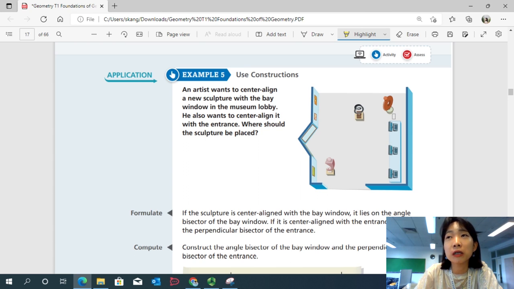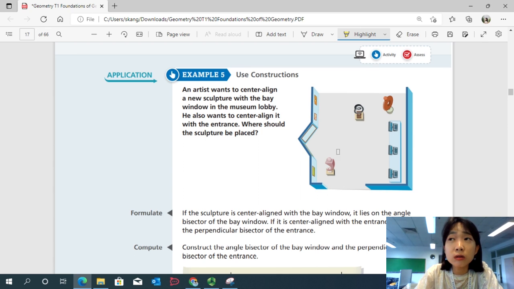But we also want to center align it with the entrance. So if it's center aligned with the entrance, it lies on the perpendicular bisector of the entrance because obviously the entrance is a flat surface and it's going to be a line or a line segment, right? So then we want to make a perpendicular bisector that is perpendicular to the entrance, but also bisects this entrance in half so that we know exactly where to put it in the center of the entrance.